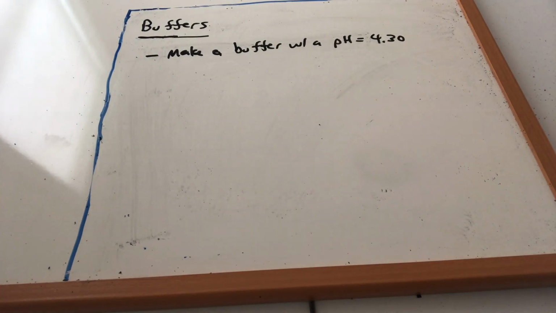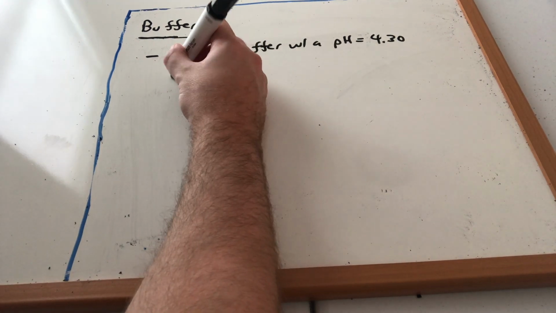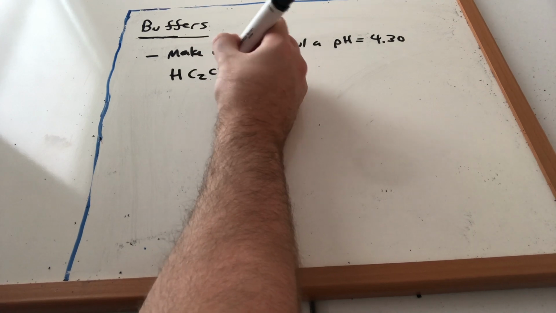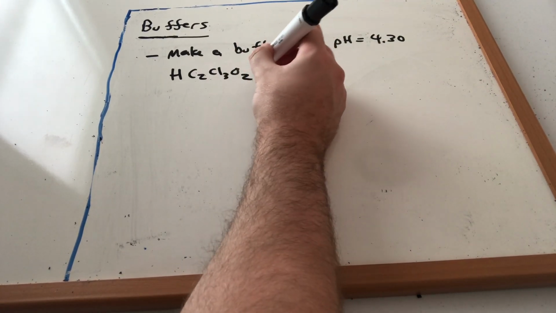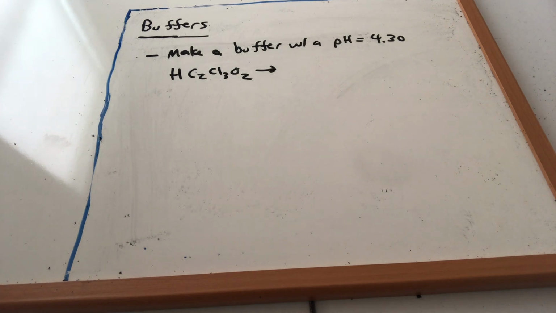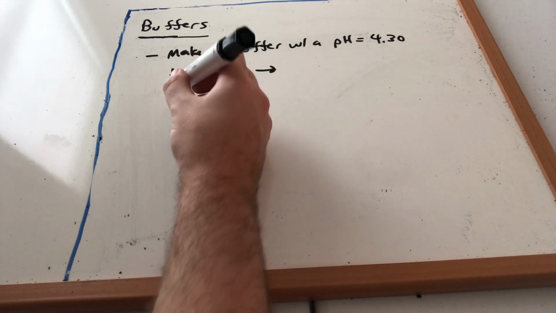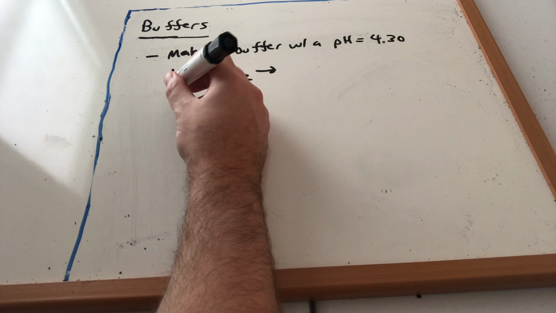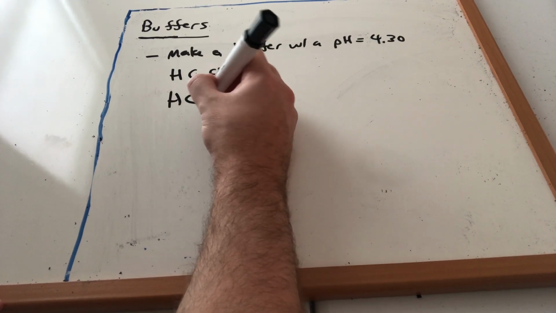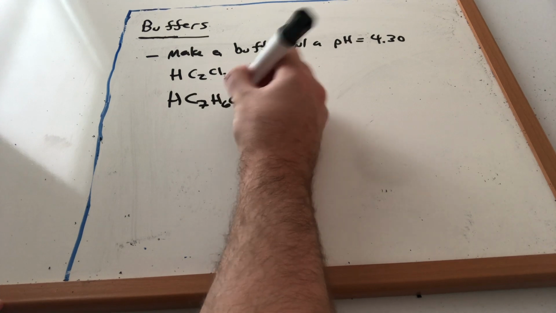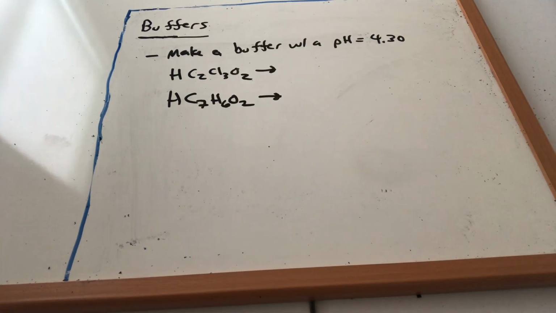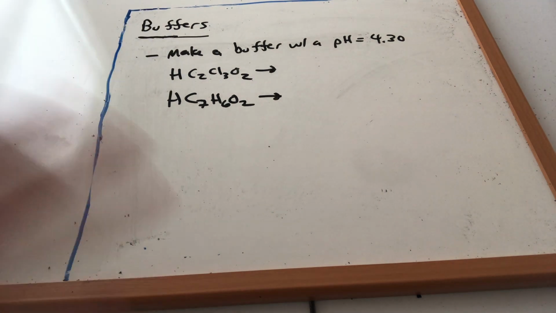And what we're given are two different acids as choices for the acid part of our buffer. You could use chloroacetic acid, which is HC2Cl3O2. That could possibly be an acid that we could use in this buffer. Or we could use benzoic acid, which is I think C7H6O2. These are two acids we could possibly use.